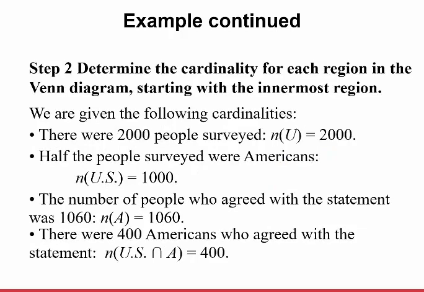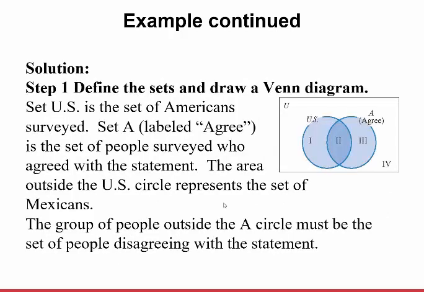All right, so here's how we're going to set this up. We're going to determine the cardinality for each region in the Venn diagram, starting with the innermost. We're given the following cardinalities. There were 2,000 total people surveyed. So once I figure out the number of people in regions 1, 2, 3, and 4, it has to sum up to 2,000.